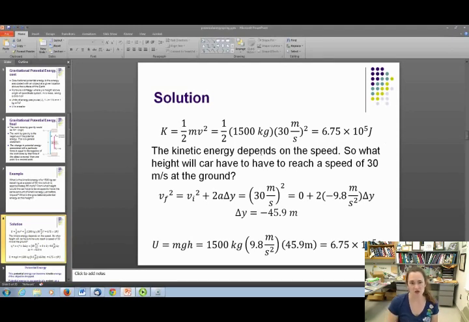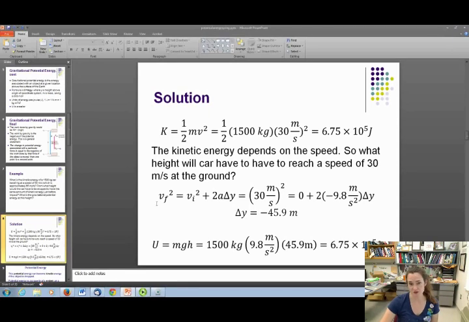So what height will the car have to be dropped from to reach a speed of 30 meters per second at the ground? The question says from what height would the car have to be dropped to have the same amount of kinetic energy, okay? But since kinetic energy depends on the speed, you have to use the kinematics equations to figure this out. So I'm going to use the one that doesn't involve time, okay?